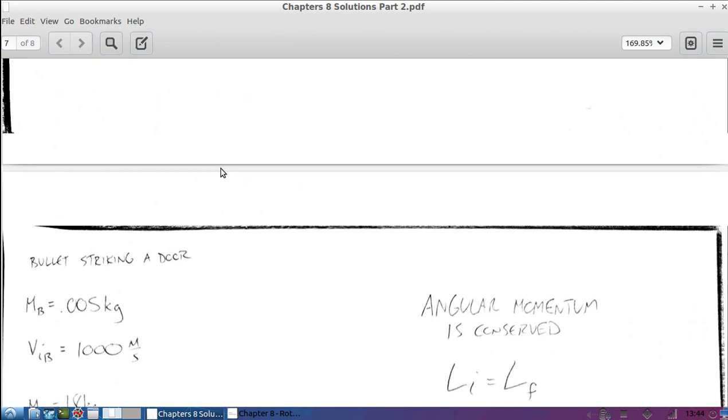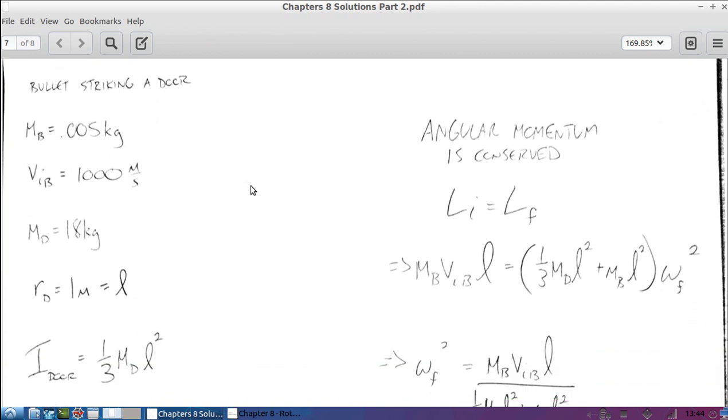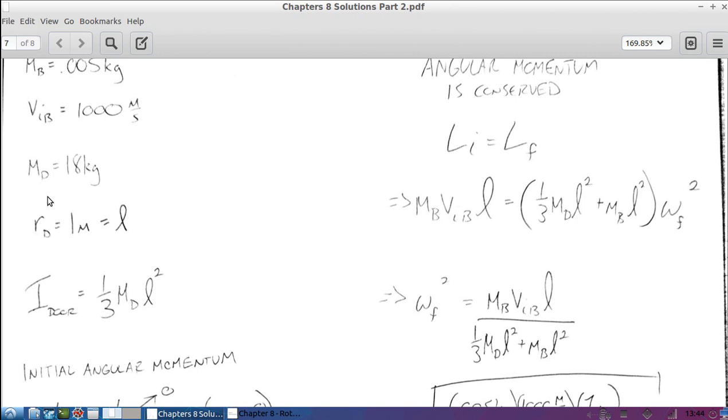So let's set this up. I've got a 0.005 kilogram bullet. I've got an initial velocity of 1,000 meters per second, and I've got the mass of the door, and the length of the door, which I'm going to call L, is 1 meter. So this is going to be my r vector if I need it. It's 1 meter.